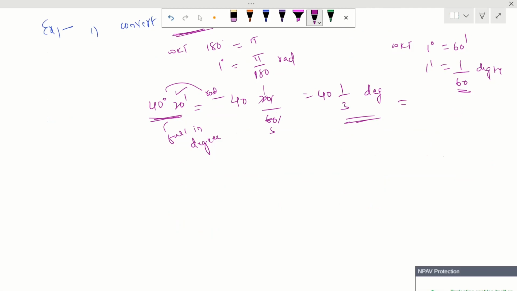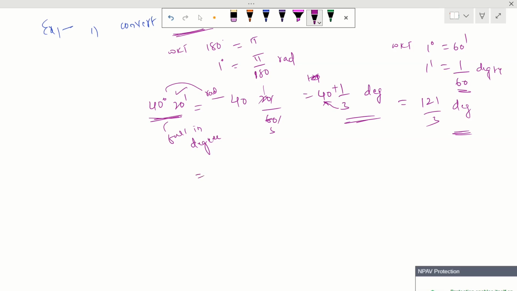So this 40 and 1 by 3 degree, we have to write as a fraction. Therefore, we multiply: 3 into 40 is 120, plus 1, that is 121 by 3. This we are writing as a fraction. We do 3 into 40 and plus 1, 120 plus 1, 121 by 3. Now this 121 by 3 is completely in degree, right?